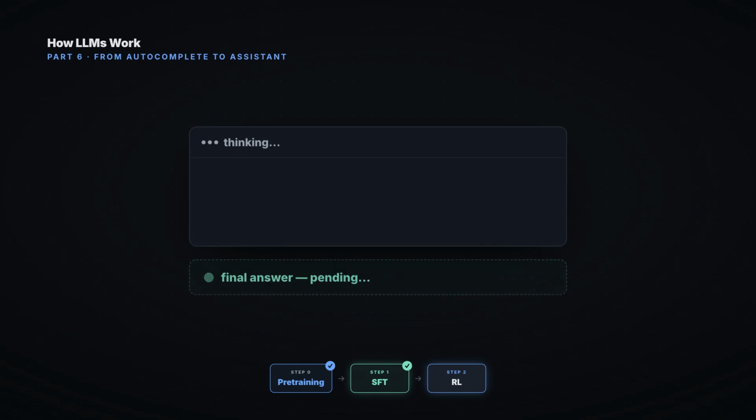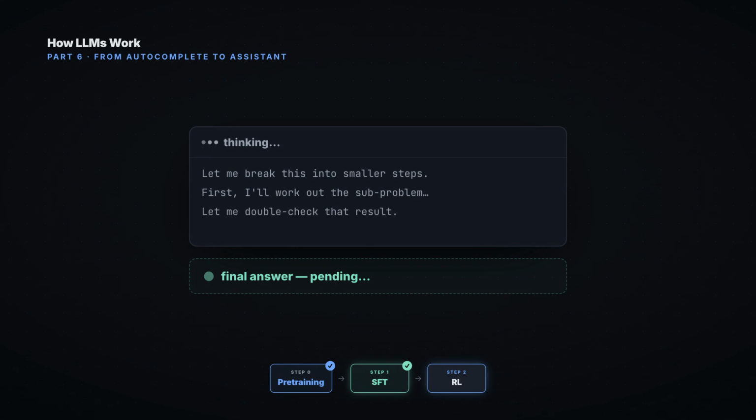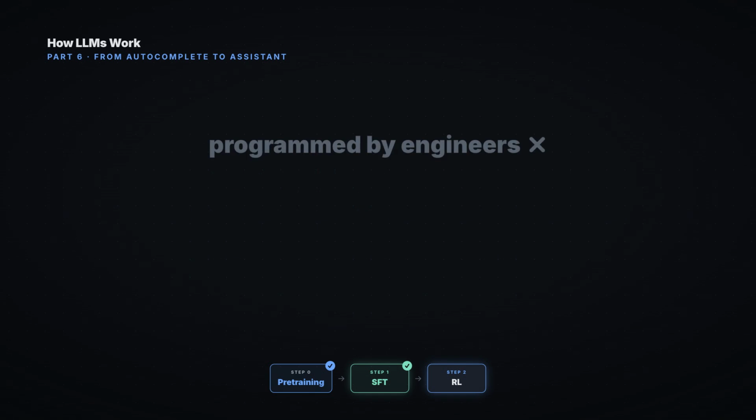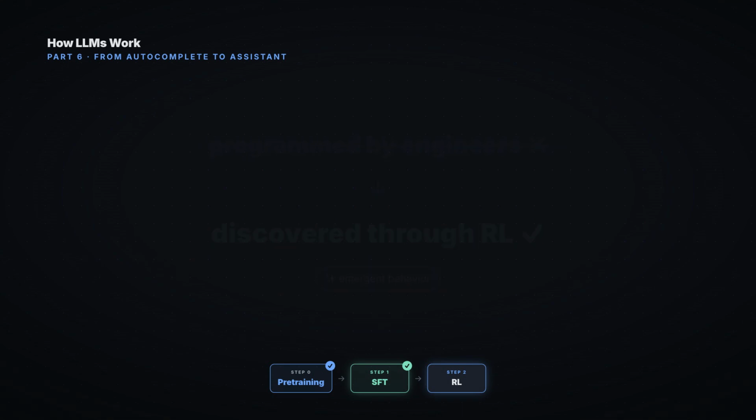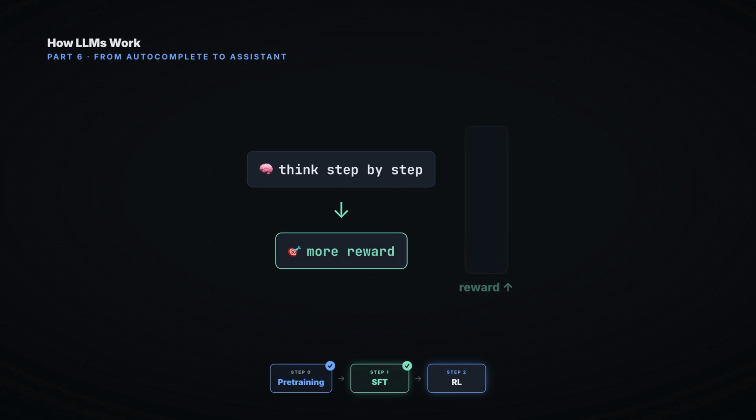That thinking phase you see in modern models, where it reasons through a problem step by step before giving you the final answer, that wasn't programmed in by engineers. The model discovered that strategy through reinforcement learning. It figured out that thinking step by step leads to more rewards.